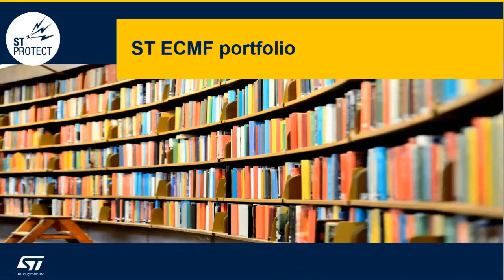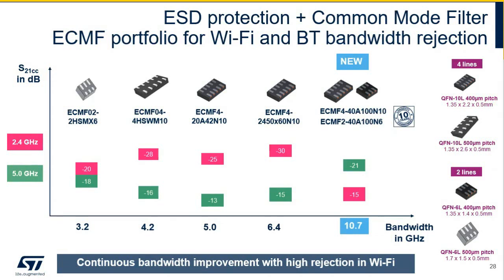Let's move on to our ECMF portfolio overview. We have a wide range of ECMF portfolio to cover the Wi-Fi and Bluetooth bandwidth rejection. We have four package alternatives: two packages for the four lines application, and two packages for the two lines application, with 400 micrometer pitch alternative or 500 micrometer pitch alternative. The 500 micrometer pitch ones are here, with one ECMF two lines and one ECMF four lines. The 400 micrometer pitch devices have been released more recently. We are covering from 5 GHz up to 10.7 GHz. And the two latest devices are part of the ST 10-year longevity program.